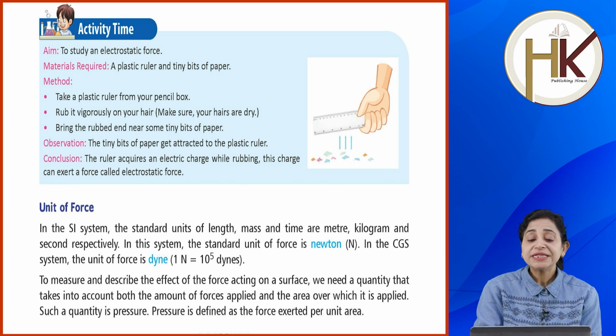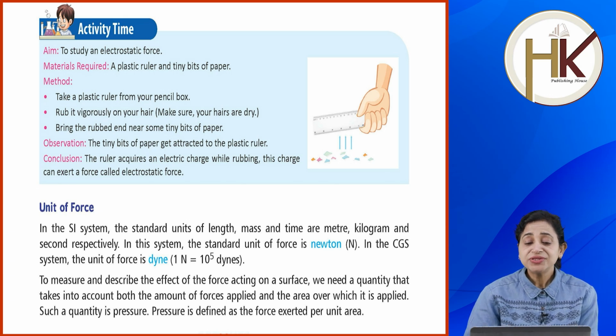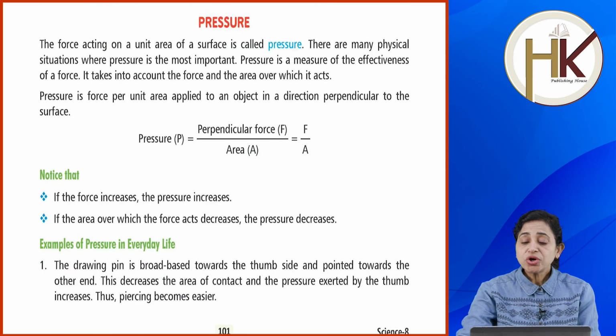Unit of force. In the SI system, the standard units of length, mass and time are meter, kilogram and second respectively. In this system, the standard unit of force is the newton, N. In the CGS system, the unit of force is the dyne, and 1 N is equal to 10⁵ dynes.